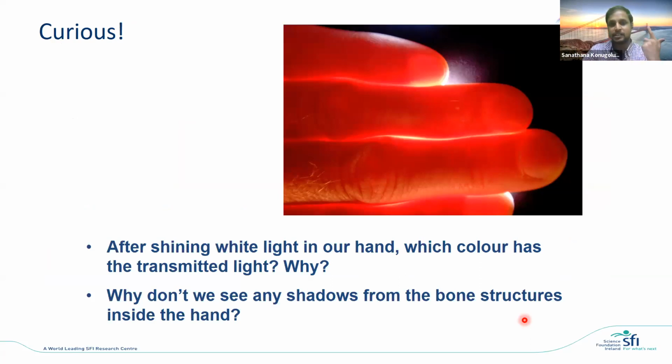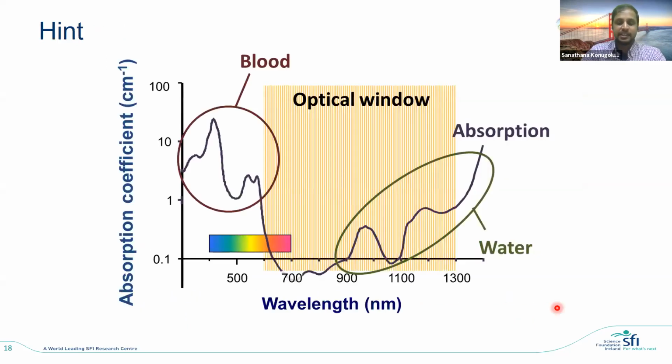Again, think over it. Probably we will ask you again, or drop us a message on what answers you think for these questions. And here is the hint. I want to tell you again that blood absorbs all the wavelengths below 600 nanometers more than those above 600. That is blue and green.